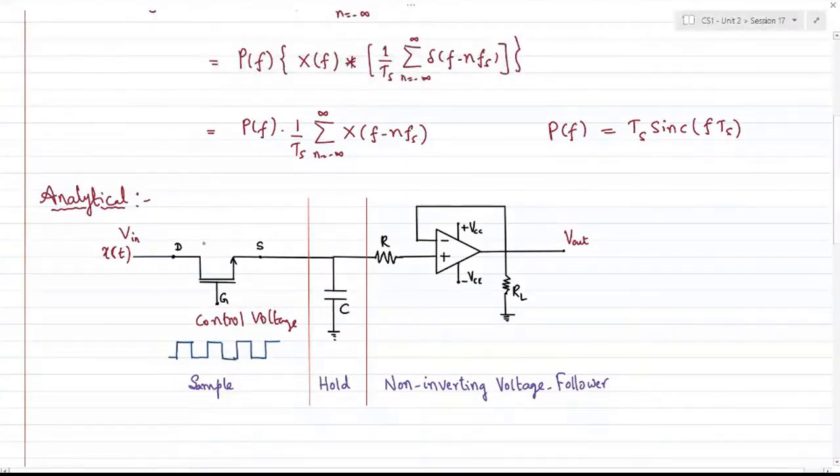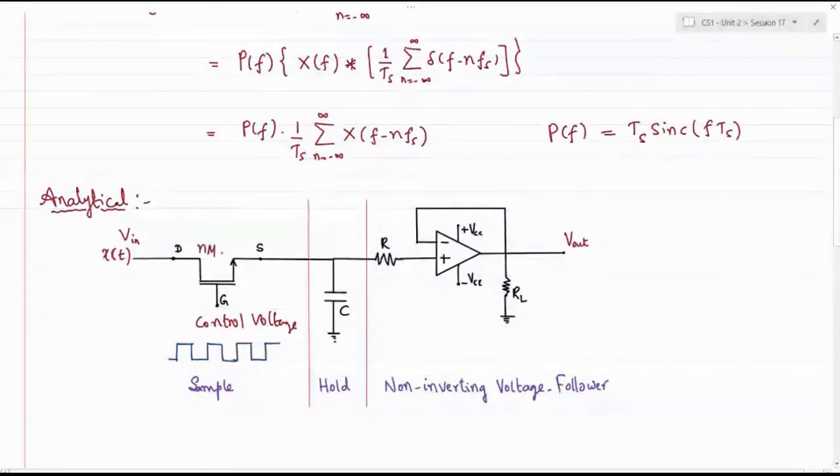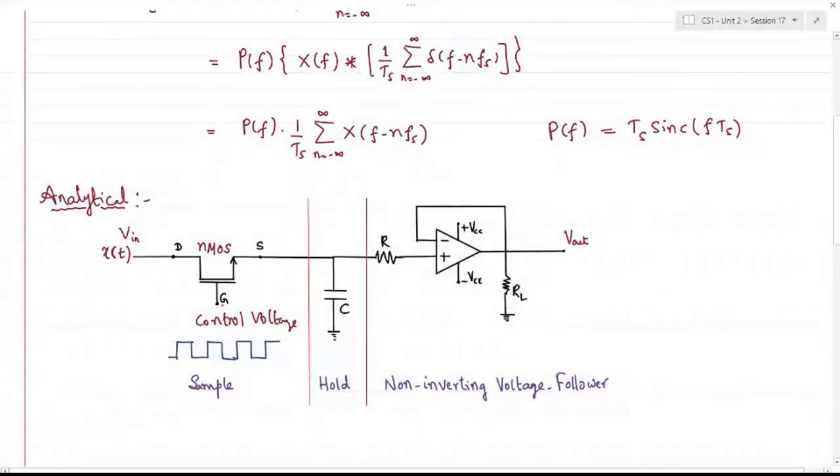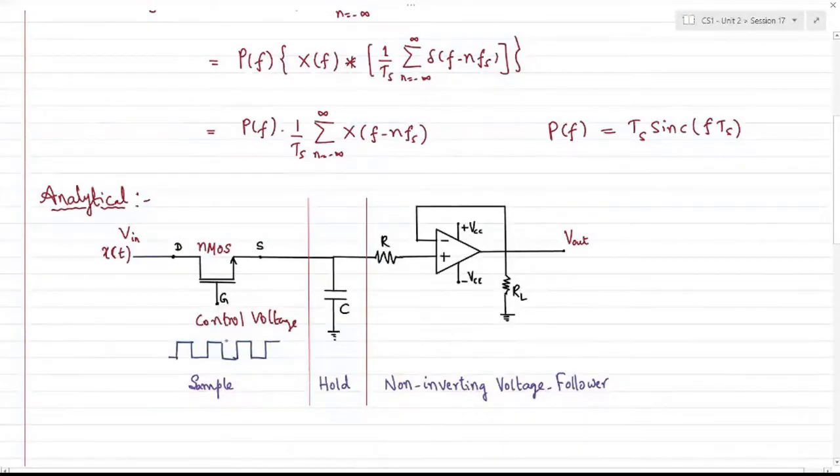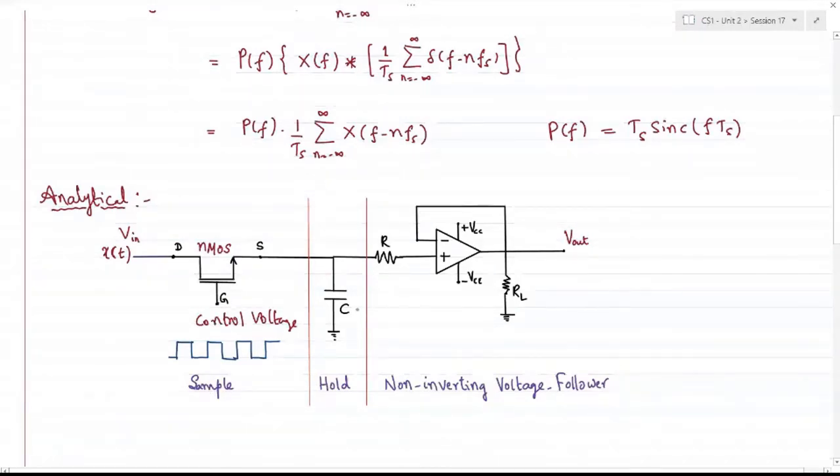The basic job of the NMOS, or the transistor: the gate of the NMOS is connected to a control voltage, which is typically a pulsed waveform, and the drain of the NMOS is connected to the input analog signal, which is a continuous wave. And as you know, as long as the pulse is on, for the on duration, it passes the input signal, and for the off it doesn't pass. I mean, the switch is closed. So basically the NMOS acts as a switch.